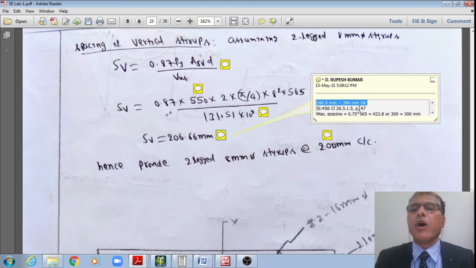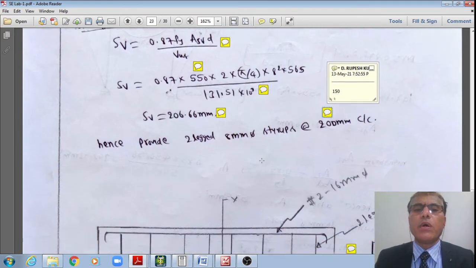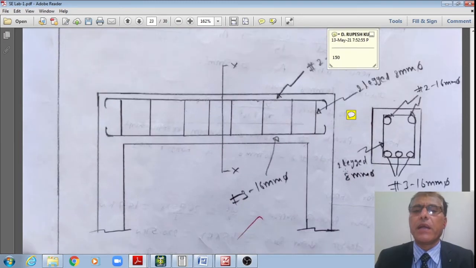Let us also see this from the maximum spacing point of view as per clause 26.5.1.5, page number 47. We have just seen that the maximum spacing should not be more than 0.75 multiplied by 565, which means 423, or in any case not greater than 300, therefore 300. However, we got 180.9, which is much less than 300. Therefore, let us provide 8 mm diameter two legged stirrups, at either 175 or 150.